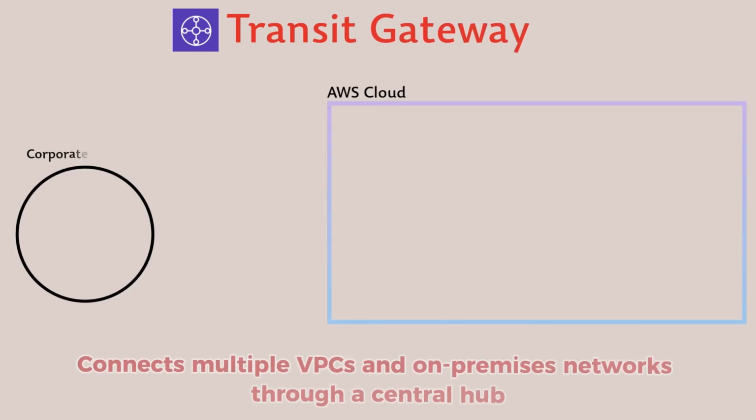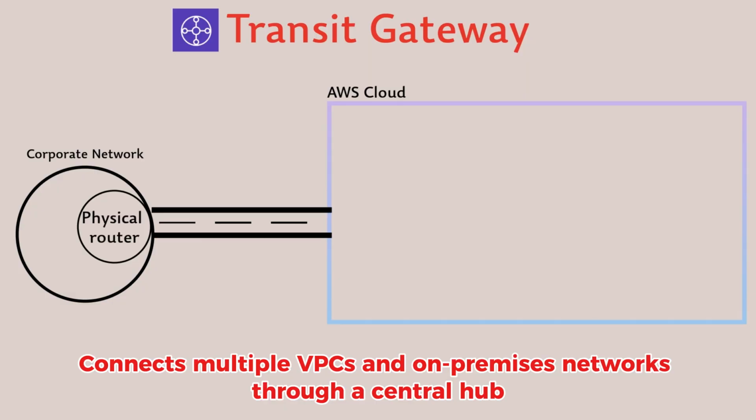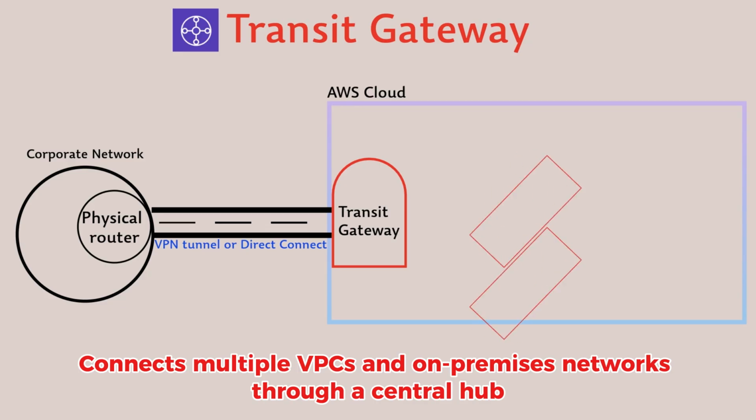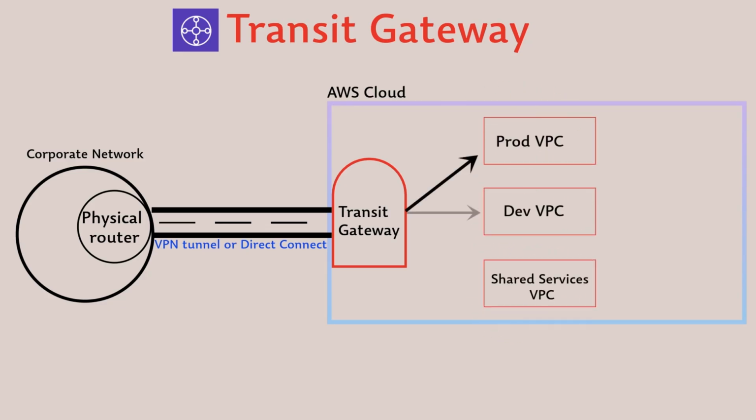Next is Transit Gateway. AWS Transit Gateway is a fully managed network transit hub that enables centralized connectivity between multiple VPCs, on-premises networks, VPN connections, and Direct Connect connections using a hub and spoke architecture. Let's consider Transit Gateway as an airport hub connecting multiple cities, like Prod VPC is one of the Mumbai city. Dev VPC is one of Delhi.